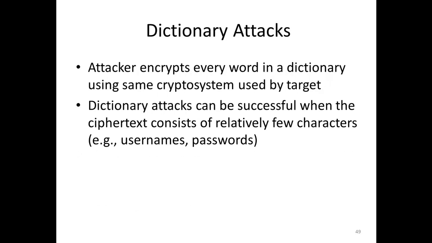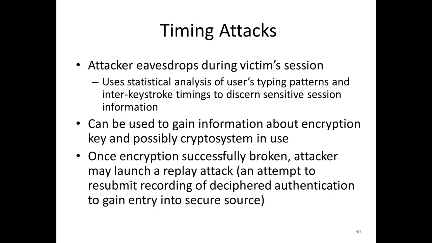Dictionary attack: here the attacker basically encrypts every word in the dictionary using the same crypto system used by the target. They can be successful when the ciphertext consists of relatively few characters, for example, files that contain encrypted names, usernames, and passwords. After a match is located, the attacker has essentially identified potential valid passwords. In a timing attack, the attacker basically eavesdrops during the victim's session and uses a statistical analysis of the user's typing patterns and enter keystroke timing to discern sensitive session information. Usually not able to directly result in decryption of sensitive data, it can be used to gain information about the encryption key and perhaps the crypto system in use. Once the attacker has successfully broken an encryption, then they can launch a replay attack, which is an attempt to submit a recording of the deciphered authentication to gain entry into the secure source.